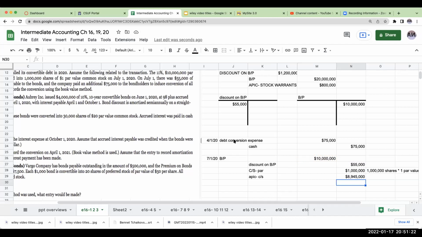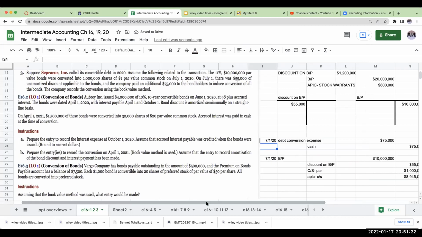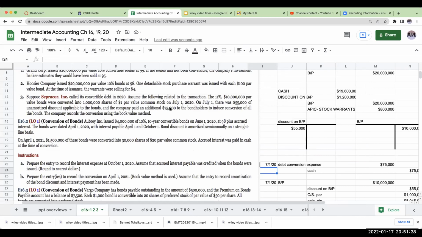Now note, I put this separate because to me, it just makes it a little bit easier. I want to separate that because that debt conversion expense is going to be separate from the rest of the transaction. So that takes us through the third part over here.